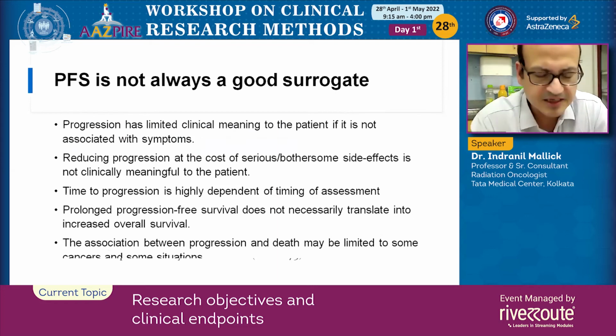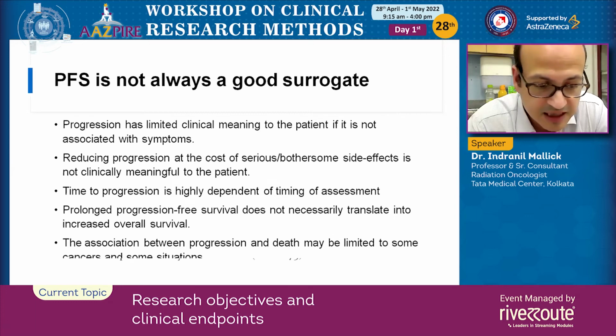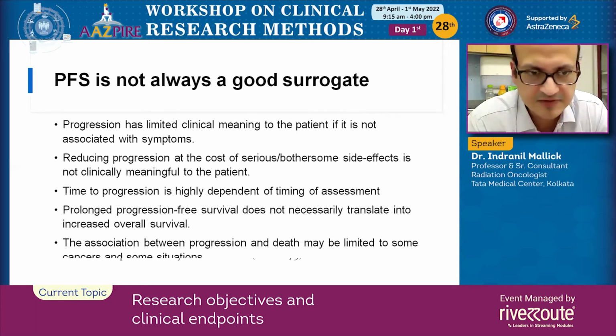Why is progression-free survival not always a good surrogate? Firstly, because progression has limited clinical meaning to the patient if it is not associated with symptoms. This is increasingly common when we are defining progression based on very fancy radiological tests like PET-CT scans, where we find that there's a small progression somewhere. It doesn't matter to the patient who is feeling better with the drug, but there is by definition a progression.